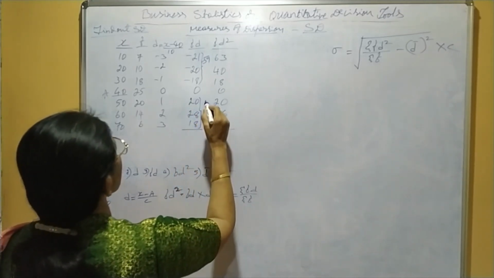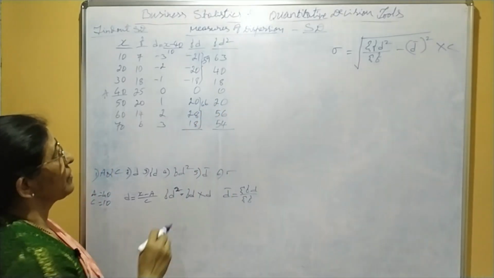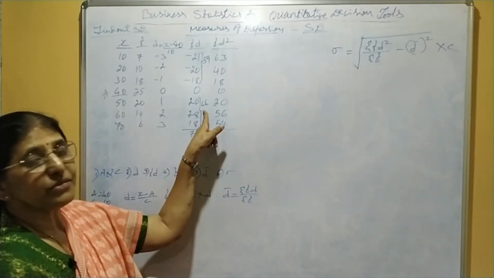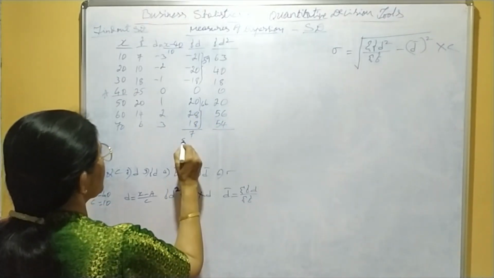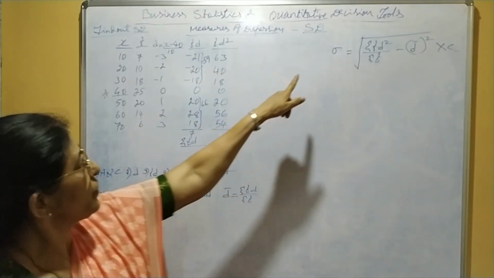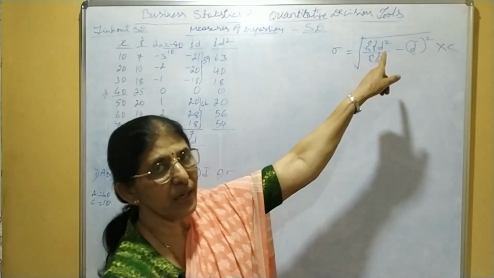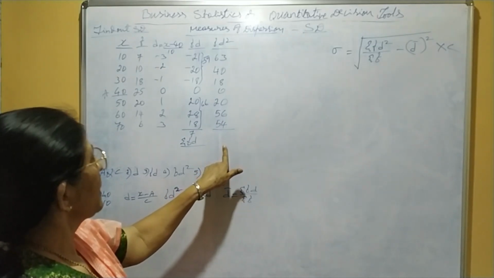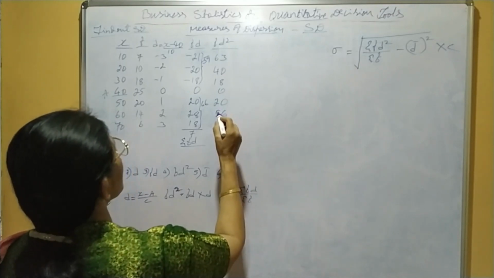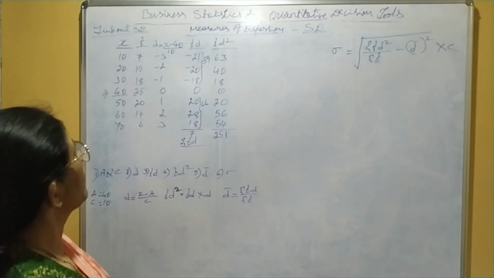Here it is plus 66. Now difference is how much? 7. Highest value sign is plus. Therefore, sigma FD equals 7. Now, we need to find out standard deviation. Here we need sigma FD square. Therefore, you have to take the total of FD square column. It is 251.